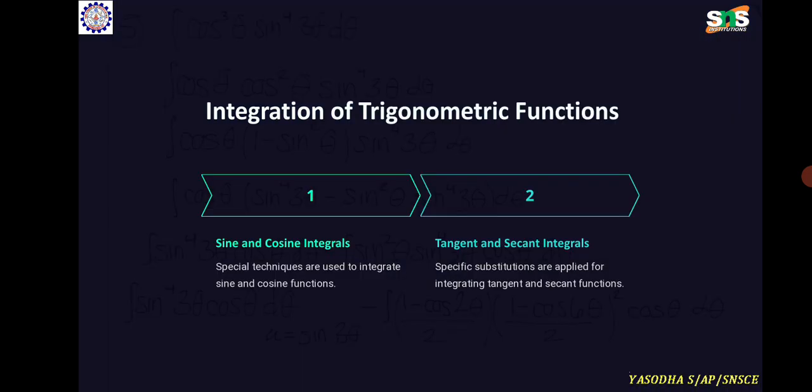Next, integration of trigonometric functions. Sine and cosine integrals. In this method, special techniques are used to integrate sine and cosine functions. Similarly, for tangent and secant integrals, specific substitutions are applied for integrating tangent and secant functions.